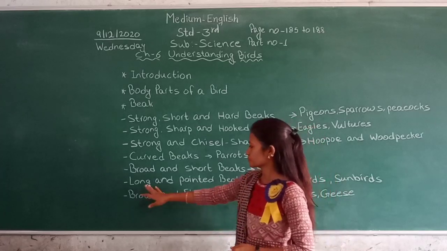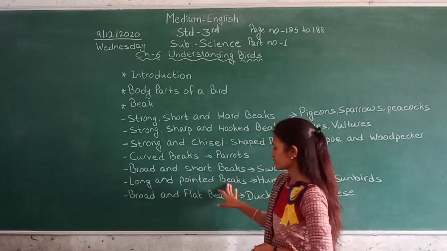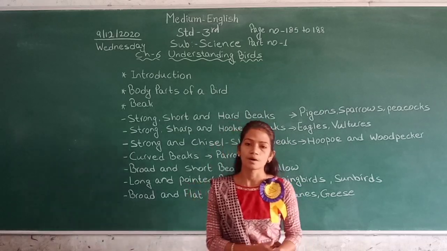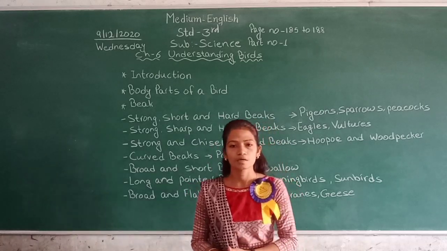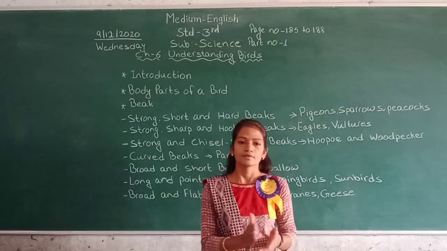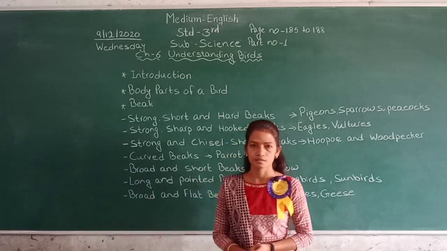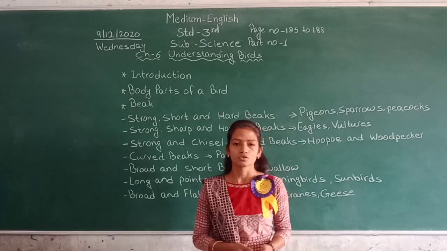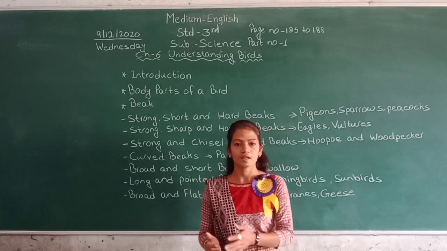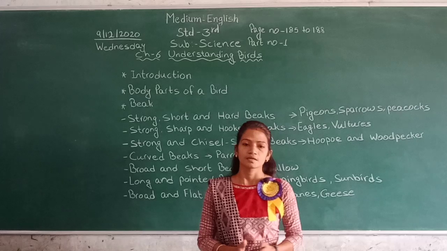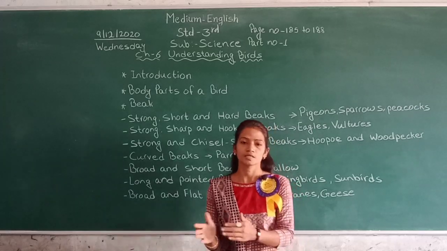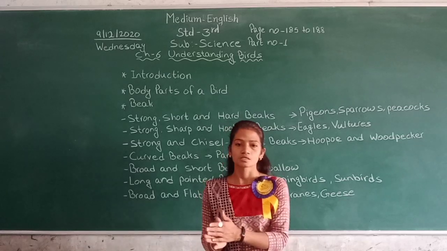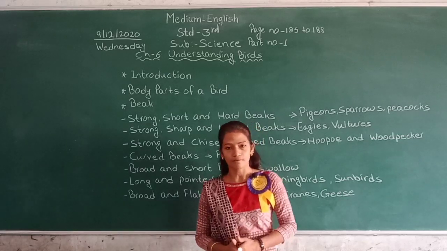Next one, long and pointed beaks. Birds like hummingbirds and sunbirds have long and pointed beaks. Which birds? Hummingbirds and sunbirds. Their beaks help them to suck nectar from flowers.